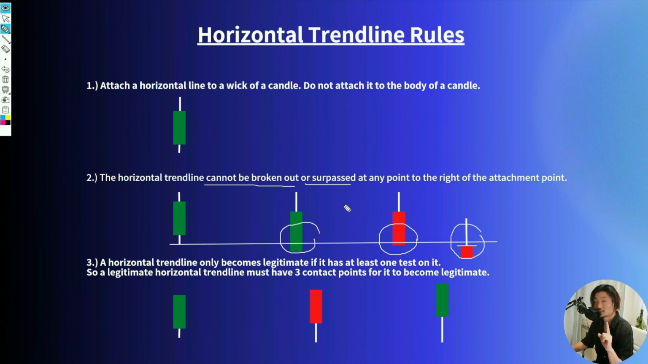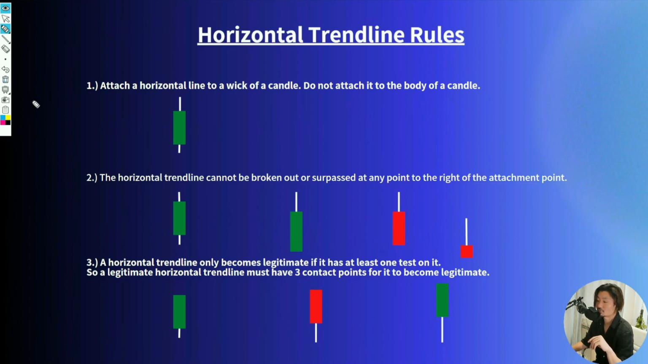Keep in mind, this rule only applies to any point to the right of the attachment point. And that attachment point was right here. So whatever happens to the left of this candle right here has no consequence to the legitimacy of a trend line.